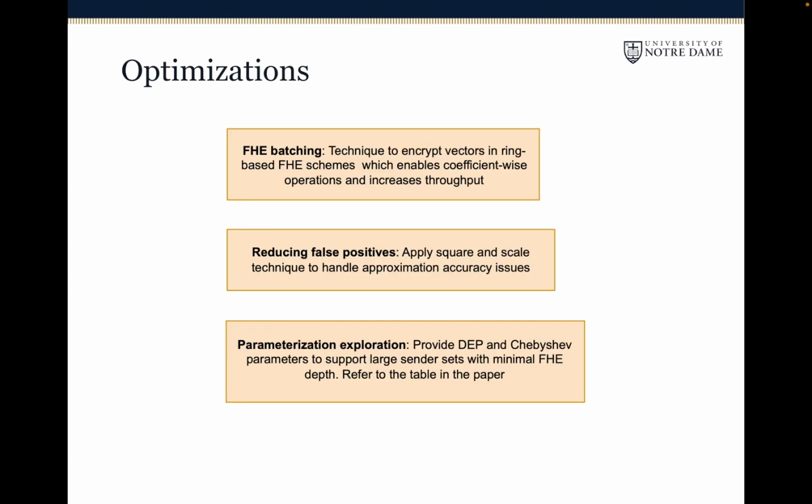After the approximation, here are some optimizations that we enabled for our protocol. The standard one is FHE batching, where we encrypt different vectors within a single ciphertext to increase the throughput. To reduce the false positives, we basically get rid of the contaminated values by applying a square and scale technique. We also provide parameters for DEP and Chebyshev to support very large sender sets with minimal FHE depth.